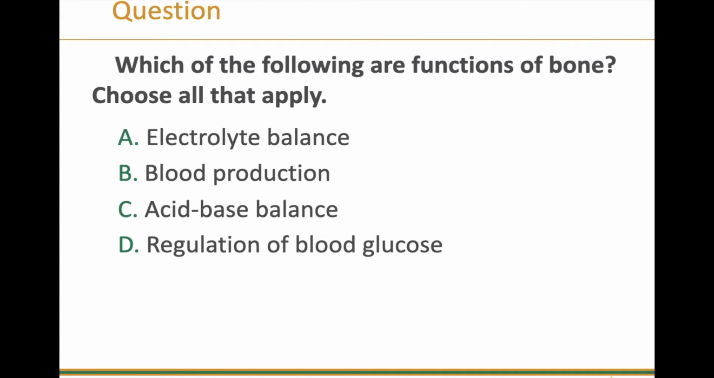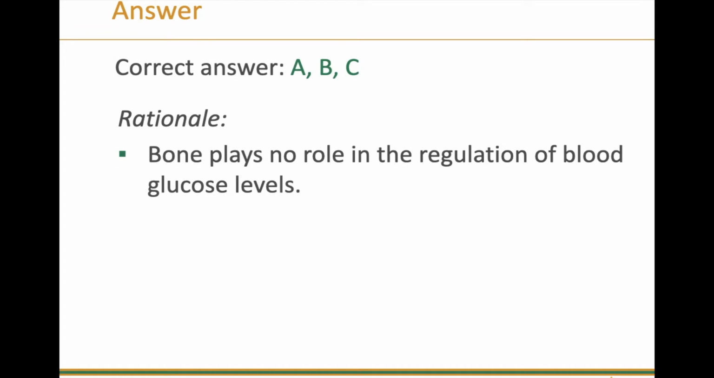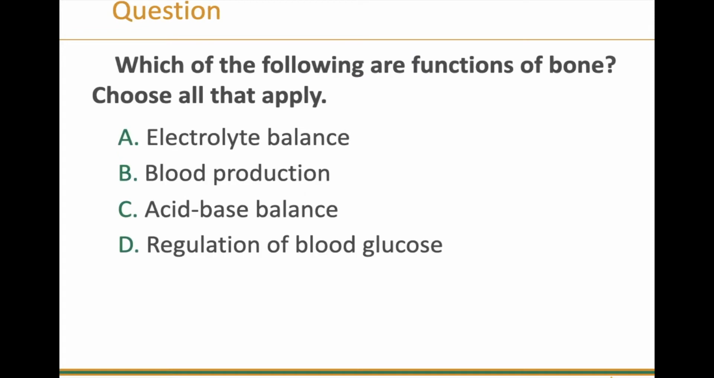Alright, now we have a question about functions of bone. You're supposed to pick all that apply. And the correct answer is A, B, and C. So electrolyte balance, blood production, and acid-base balance. Regulation of blood glucose, that is the job of the endocrine system.